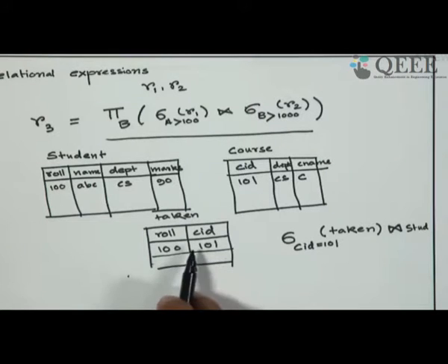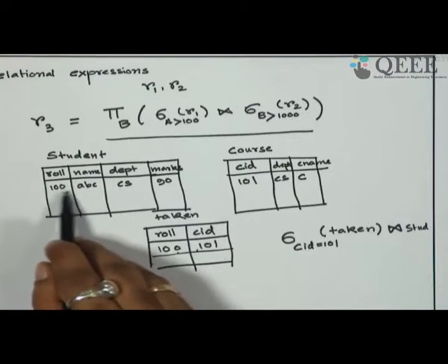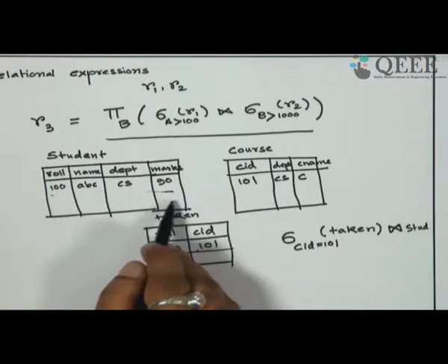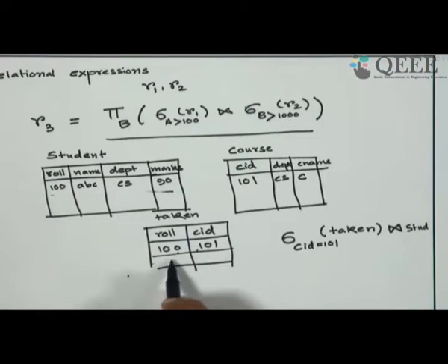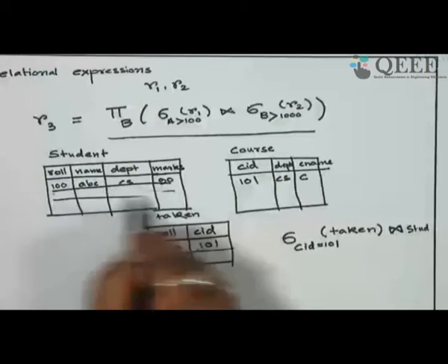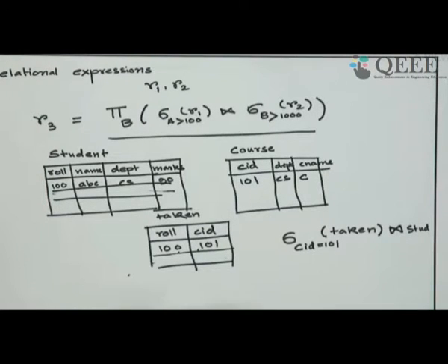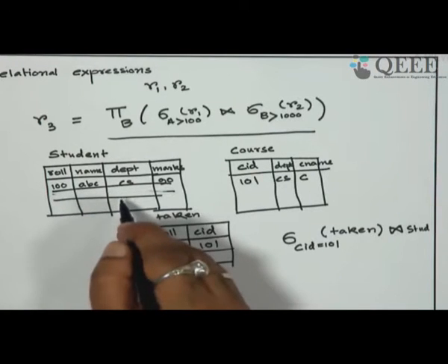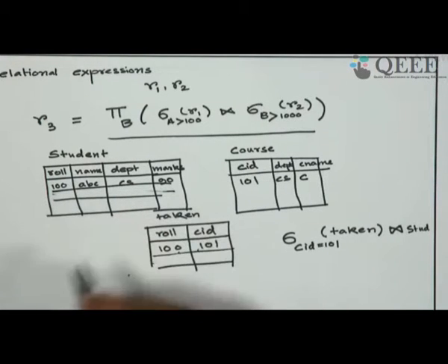So what will we do? This will match the student table. It will see the roll numbers who have taken the 101 course. Corresponding rows will be picked out from here. So it will pick out all the roll numbers who have taken 101, those rows it will pick up. Okay, so this will give me students who have taken 101 from any department.